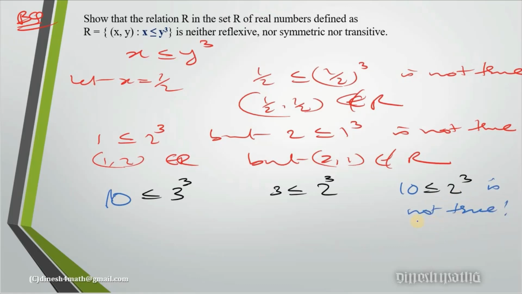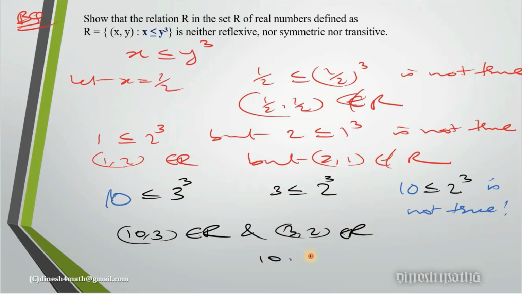I hope you understand what I'm trying to say. Always check what answer you want. Accordingly start adjusting. Then you are successful in that part of learning. So here you can say 10, 3 is related and 3, 2 also related, whereas 10, 2 is not related. So it is not transitive. So it is neither reflexive nor symmetric nor transitive.